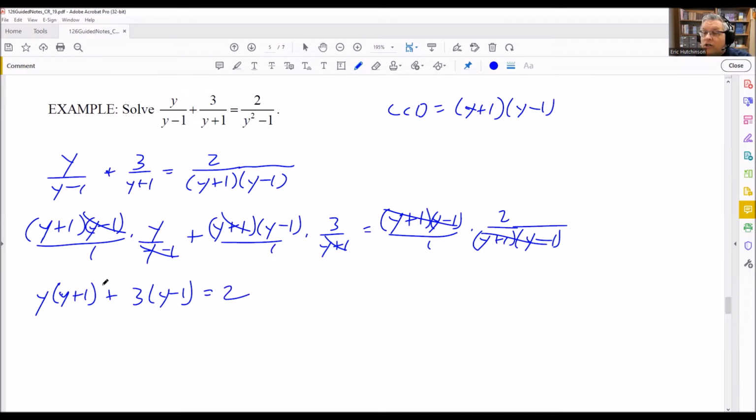So after we cancel everything out, this is what we have left over. If you pick the right thing for the LCD, you should always get the fractions to cancel. So you should have no more fractions after you do that multiplying and canceling step.